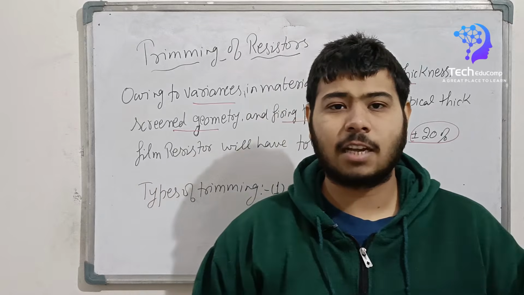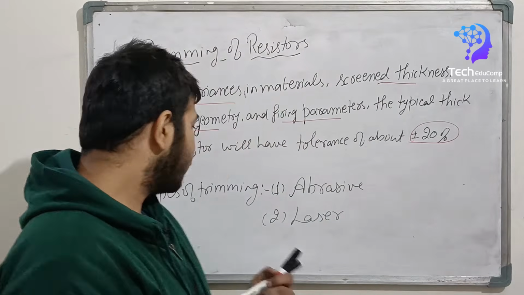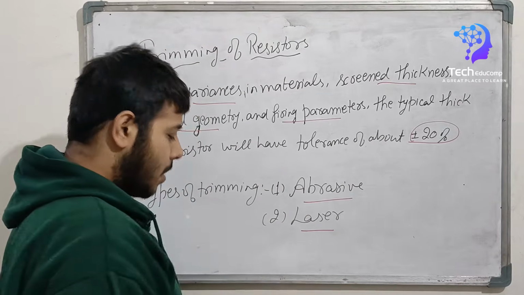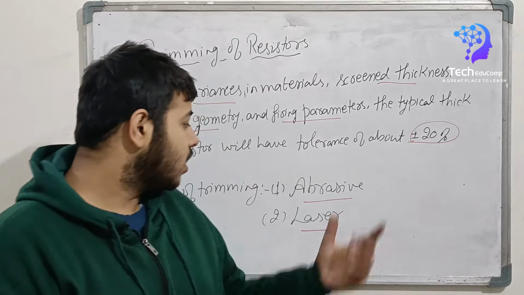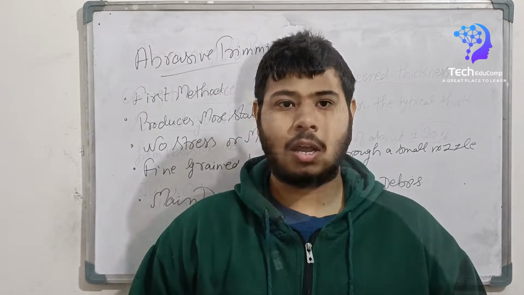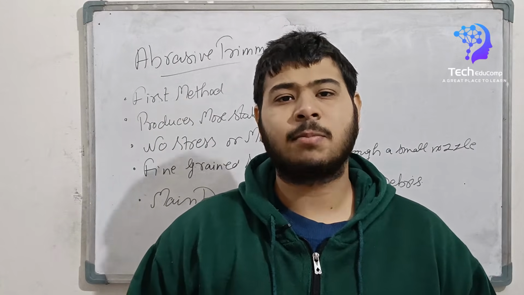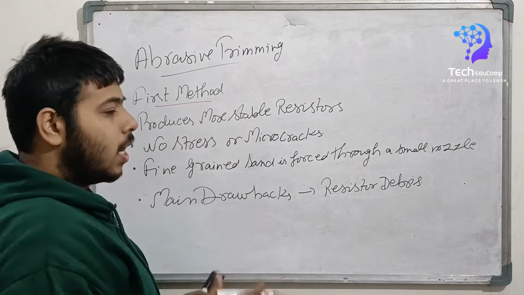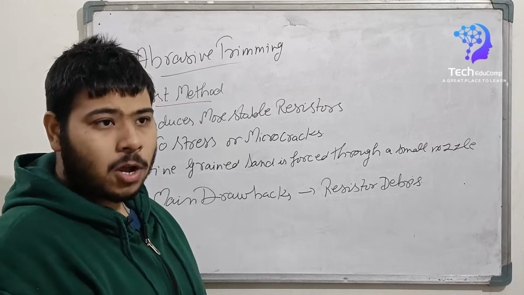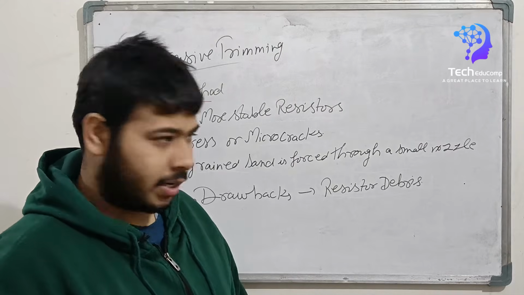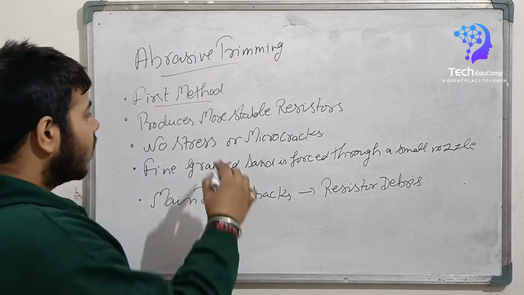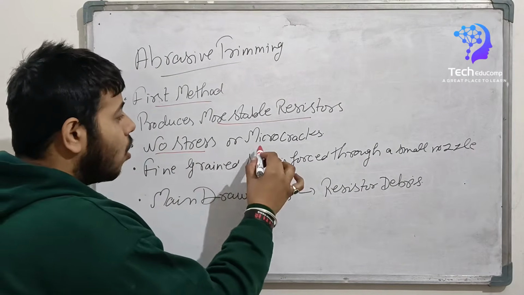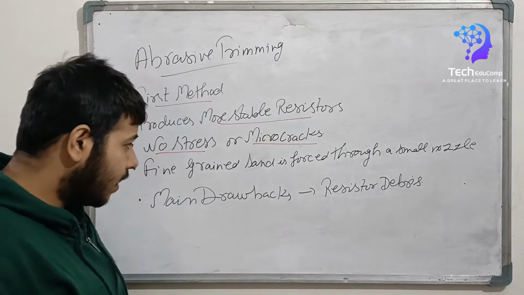We have different types of trimming. The first one is abrasive and the second one is laser. We will discuss these two one by one. Let's talk about the first type of trimming, abrasive trimming. It was the first method developed for trimming resistors because it does not involve heat. Because heat is not involved, it produces more stable resistors with no stress or micro cracks in the materials.